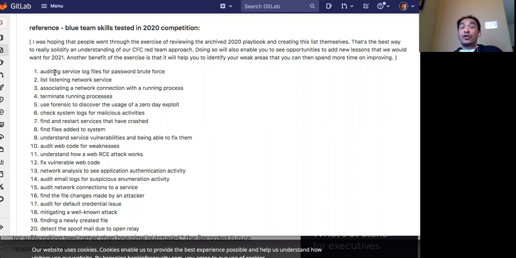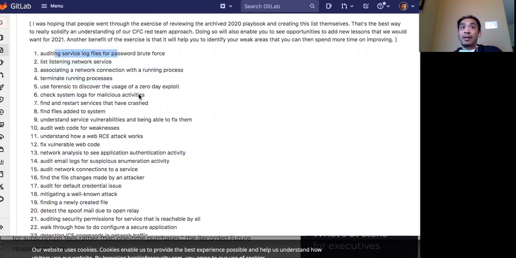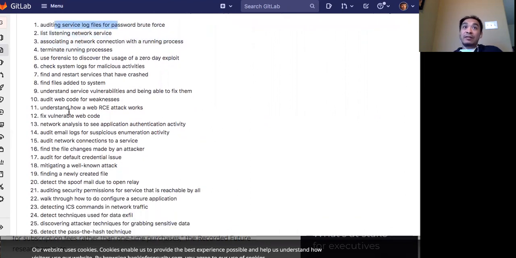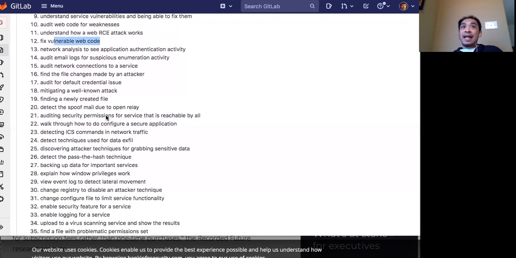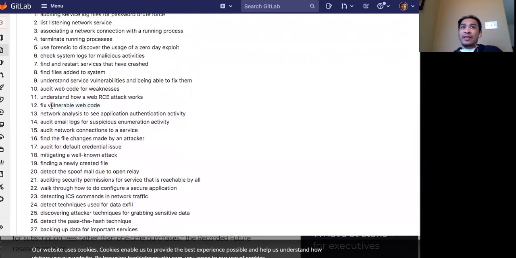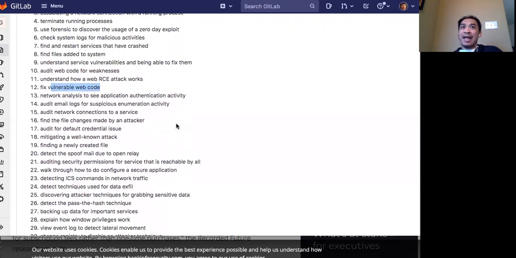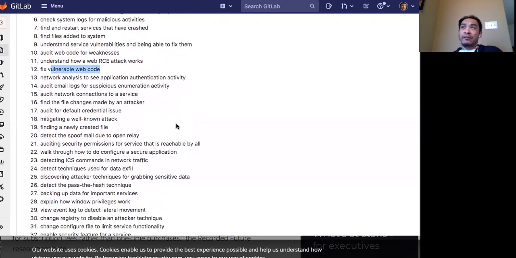This is a big one: do you know how to audit service log files for brute force? And here's another big one: can you fix vulnerable web code? Just these very terse statements could still be kind of confusing, so how does this play out in the actual Cyberforce competition last year?